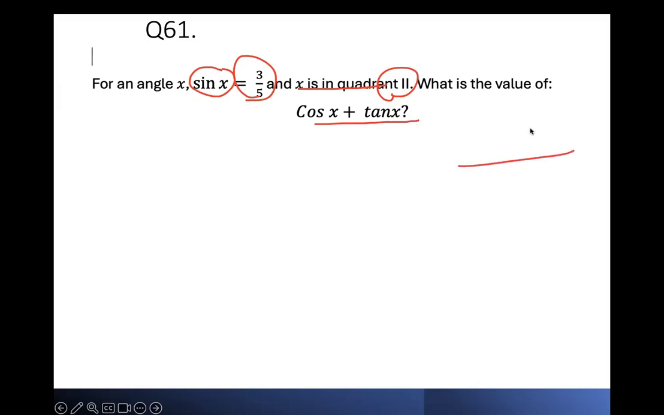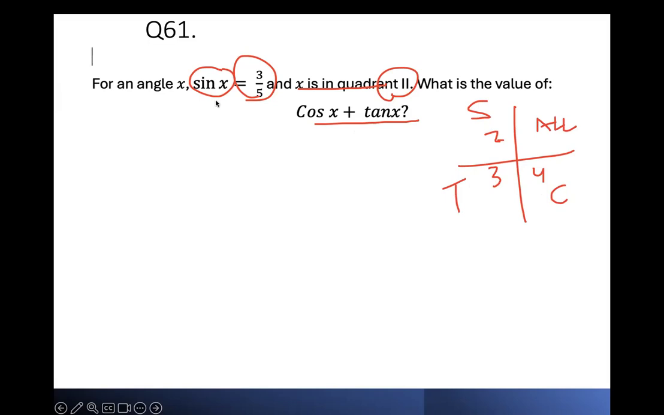Let me show you the quadrants. Quadrant 1 is here. Quadrants go anti-clockwise. So 1, 2, 3, and 4. That's the quadrants. And at quadrant 1, everybody is positive. Quadrant 2 is the sine that is positive. Quadrant 3 is the tan that is positive. Quadrant 4 is the cosine.